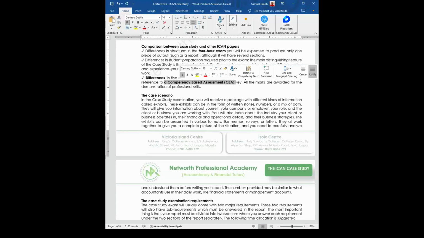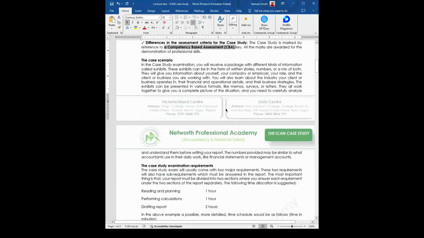It means that your work in the exam will be divided into separate skill sets, and your competency on each of these skill sets will determine how many marks will be awarded to you, how many marks you will come out with in the exam, which is different from other papers.